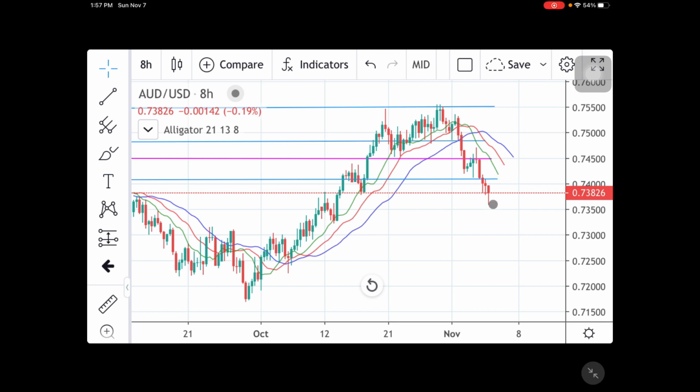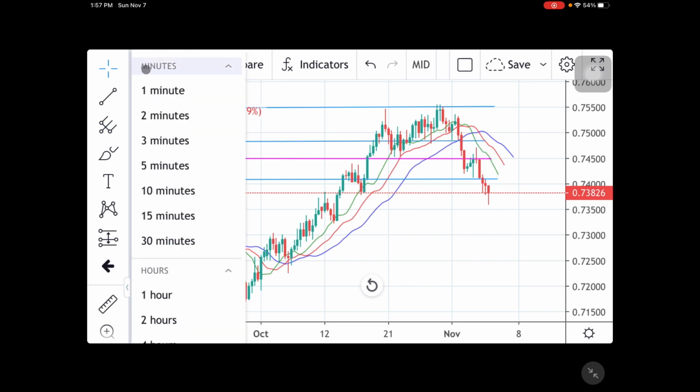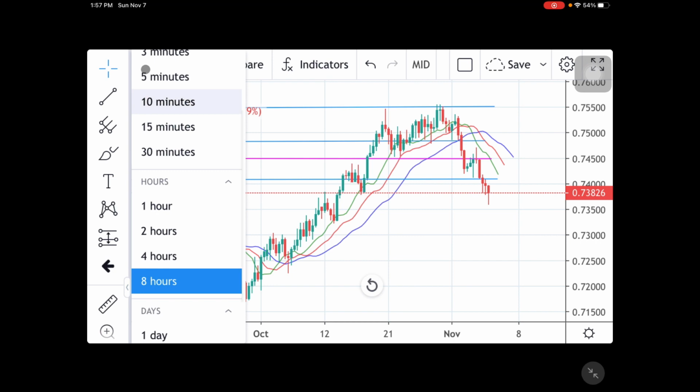So I'm looking for some buyers to come in and push the price back up above the 740 level, maybe to test 750 for some retracement before we see the next leg down. But knowing this market is very, very volatile, and it can move very, very fast and very quick.